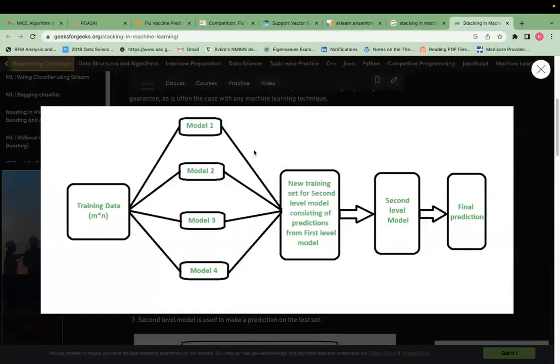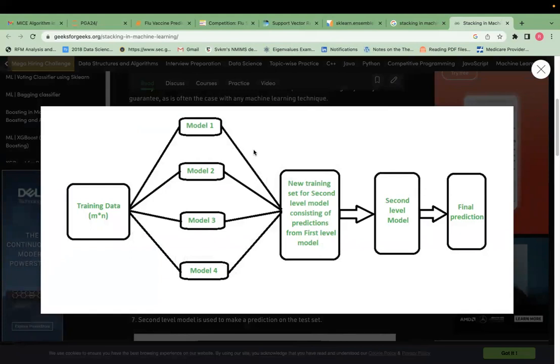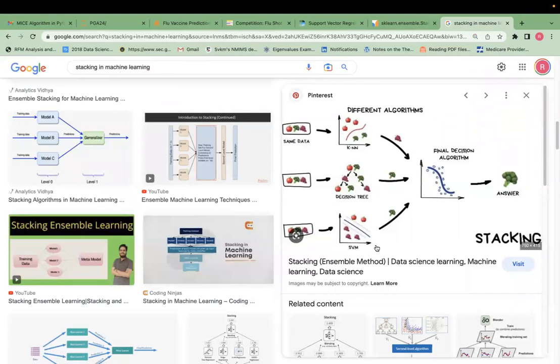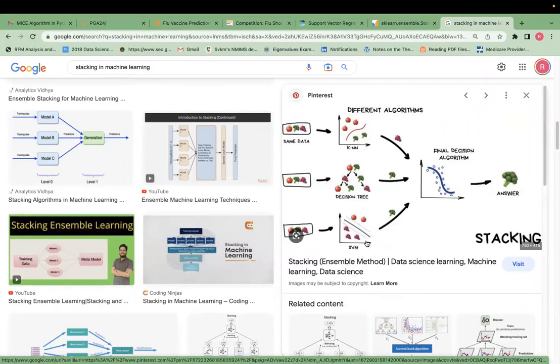So this is the process. See here, model 1, model 2, model 3, all the models' predictions will be collected into one place, and then the second level model will use those predictions and the final prediction will be made. This is the process of stacking. See here, same data, different algorithms: KNN, decision tree, SVM, and each model's prediction will go into the final one for each observation. So for the same observation, model 1, KNN, is predicting one thing, and the decision tree is predicting broccoli.